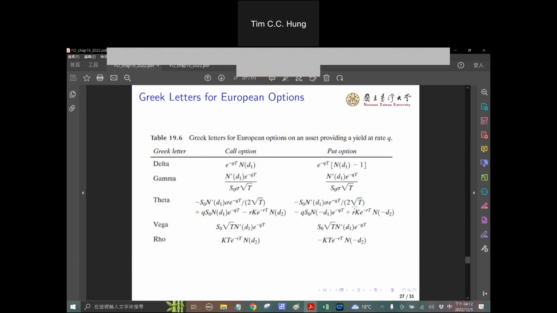Later on we'll talk about what Vega and Rho are. Vega is the price change with respect to volatility, and Rho is the price change with respect to the interest rate. I really want to show you how to derive the first two. They're the most straightforward ones, but it takes some patience to do the derivations.